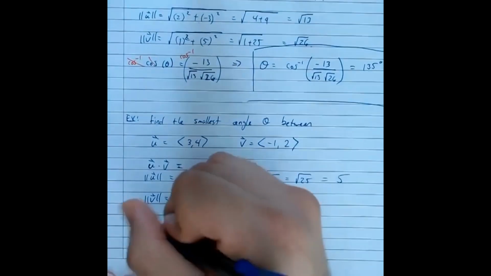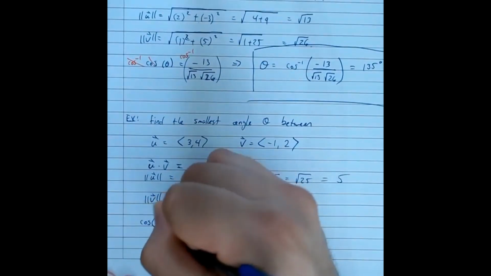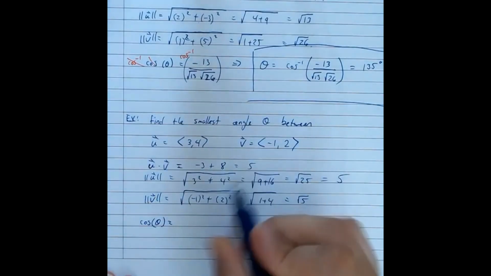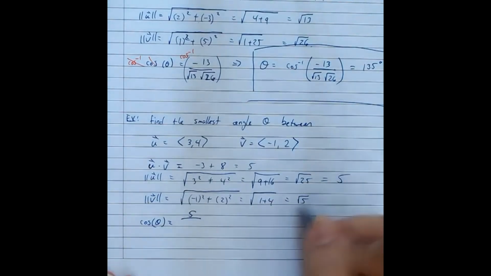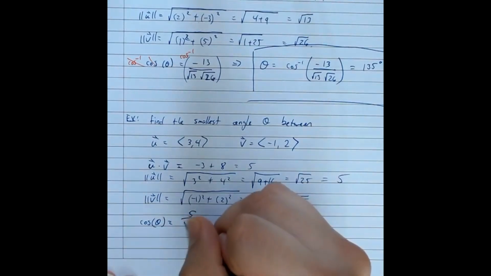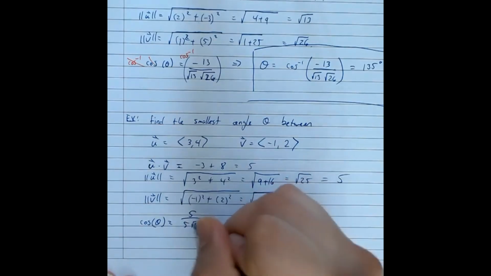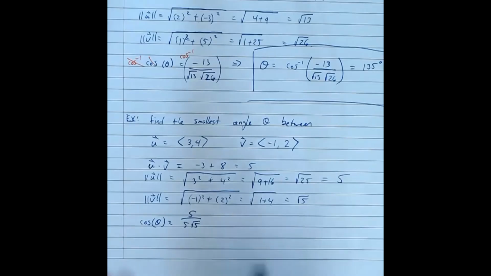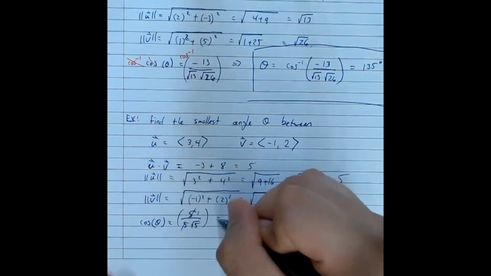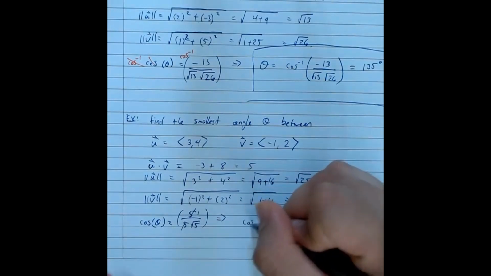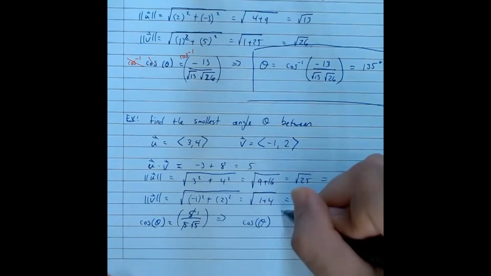So we're going to get that the cosine of the angle theta is equal to, take your dot product, that's your numerator. Your denominator is the product of these two magnitudes. So 5 times root 5. And in fact here this simplifies, right? These divide out, and that's just going to give you that the cosine of the angle theta is equal to 1 over root 5.